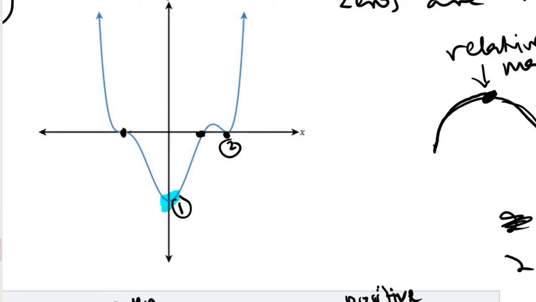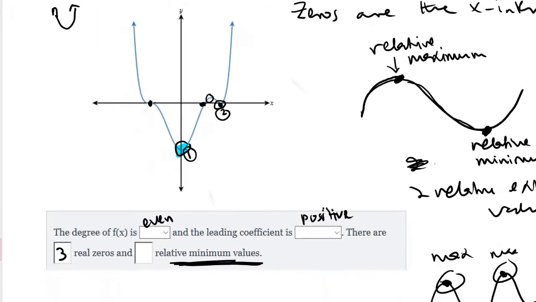That's two of them. So minimum occurs at the point where the graph reaches its low value and starts increasing again. So this is a minimum point. That's a maximum point. We're not counting that. We're looking for another minimum point. So it's two relative minimum points.